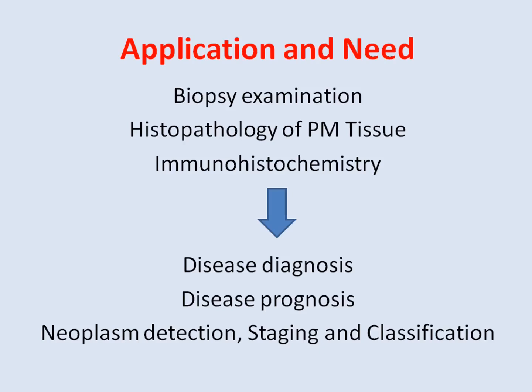The third one is immunohistochemistry. This is actually an advanced application of histopathology, in which we pinpoint the antigen. All these histopathological techniques are meant for disease diagnosis, and the second one is disease prognosis, meaning how the clinician's treatment is responding, whether it is going in a normal direction or in a negative direction. All this we can know by doing histopathology. The third one is neoplastic detection, staging, and grading of the tumor, which can be done by histopathology examination.